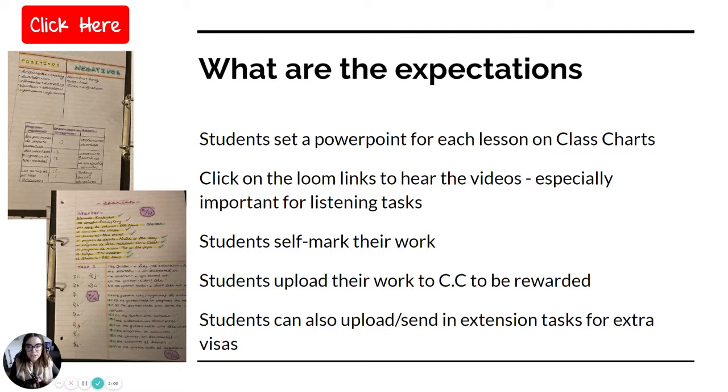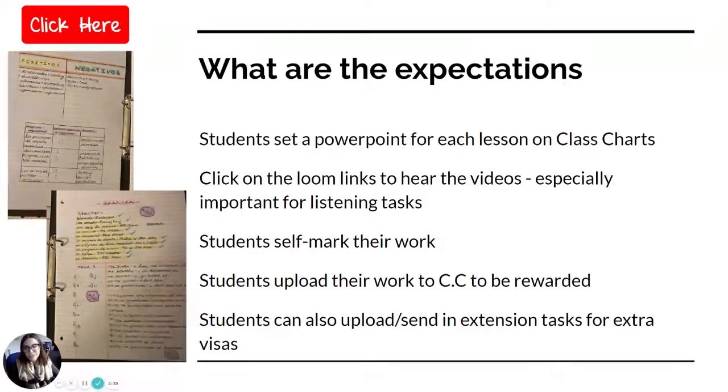So I know they're not 100% perfect, but we have to work with those at the minute the best we can. You should then be self-marking your own work, preferably in green pen, but I know not everyone has different colours at home, so however best works for you. And then upload your work onto class charts in order to be rewarded. If you'd rather email it to me, that is absolutely fine. The main thing is that I can see it, so I can give you some feedback and also give you visas. If you do extension tasks as well, sometimes we can't self-mark those. For example, if it's adding an extra paragraph, that would be really tricky for you guys to mark yourselves at home. So again, you can send those in for me to mark and to give you extra visas.